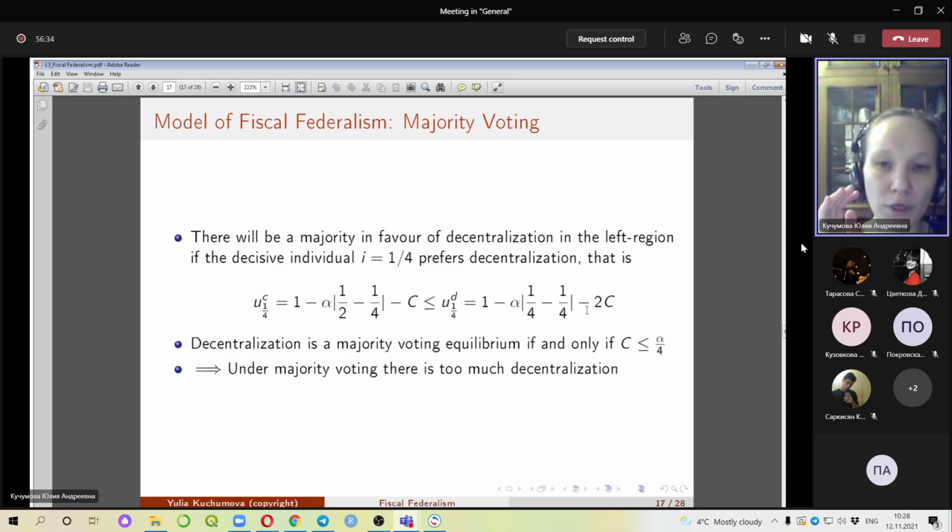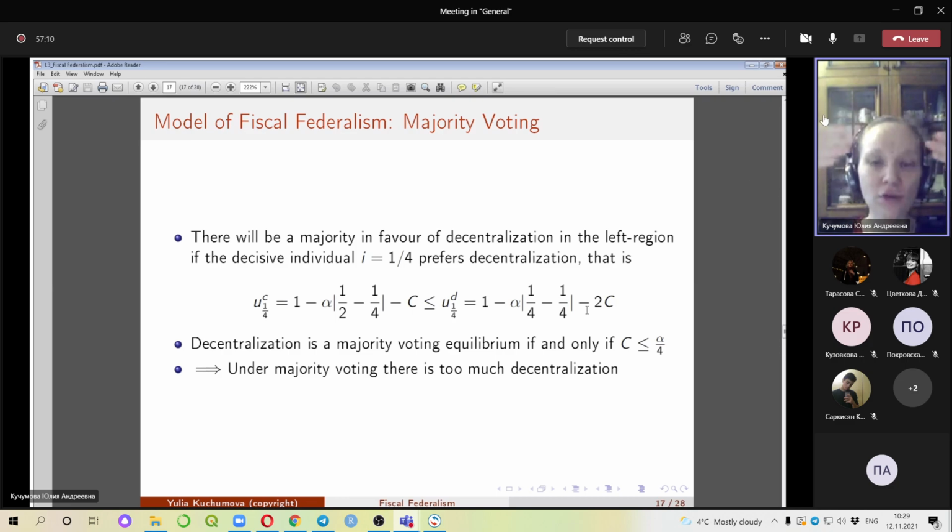So when C is less than alpha divided by 4, it will also be true that the decisive individuals will choose decentralization over centralization, meaning that the majority of voting will choose decentralization over centralization in the right region also.